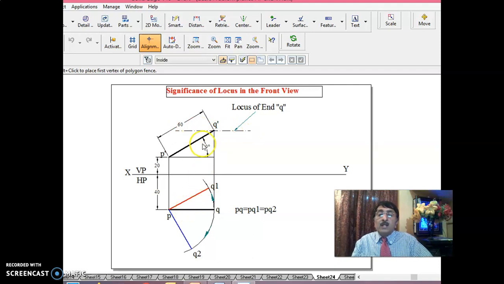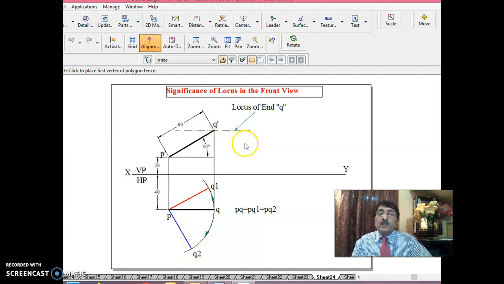That means as long as the inclination to HP is constant, keeping P fixed, if you rotate the line with respect to VP, whether it is the Q1 or Q2 position, any position, the distance of end Q above HP will remain the same. That is the significance of the locus. That means the point should lie on the locus only. Even in this position, the Q1 height above HP should be on the locus only. The Q2 distance above HP should be on the locus only.